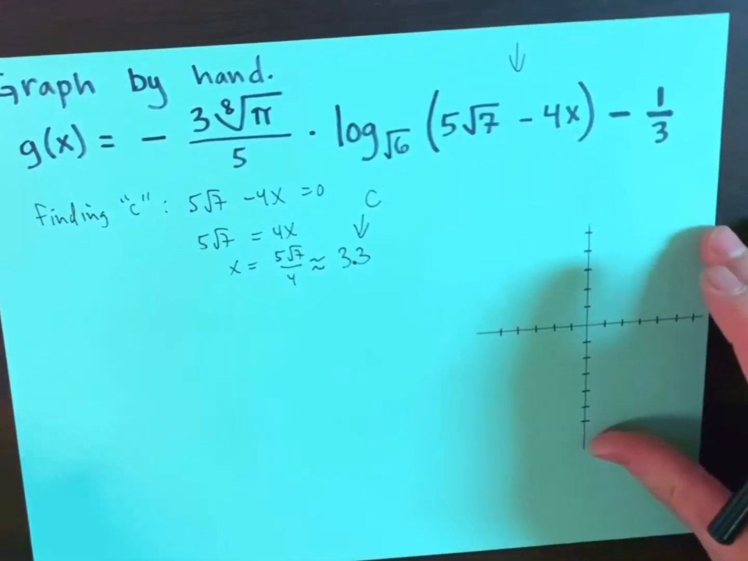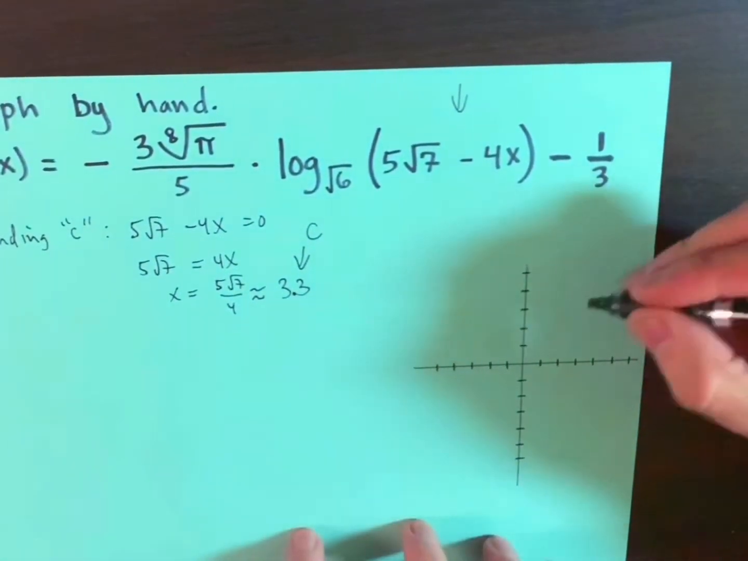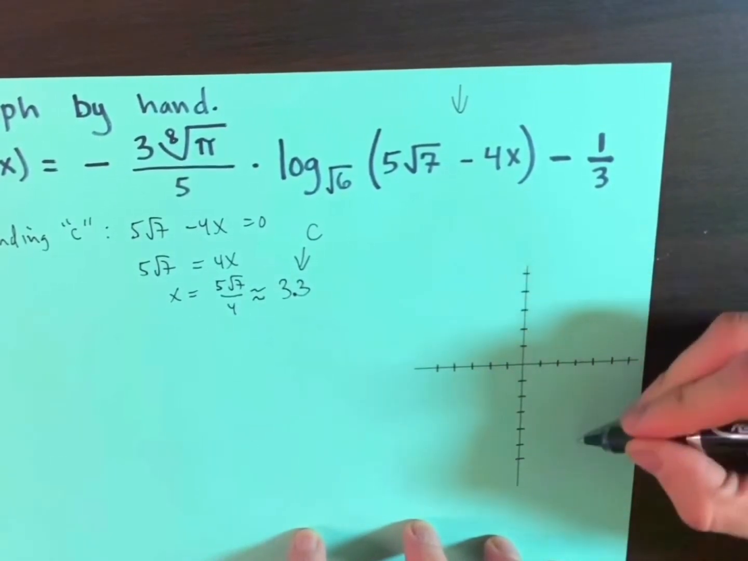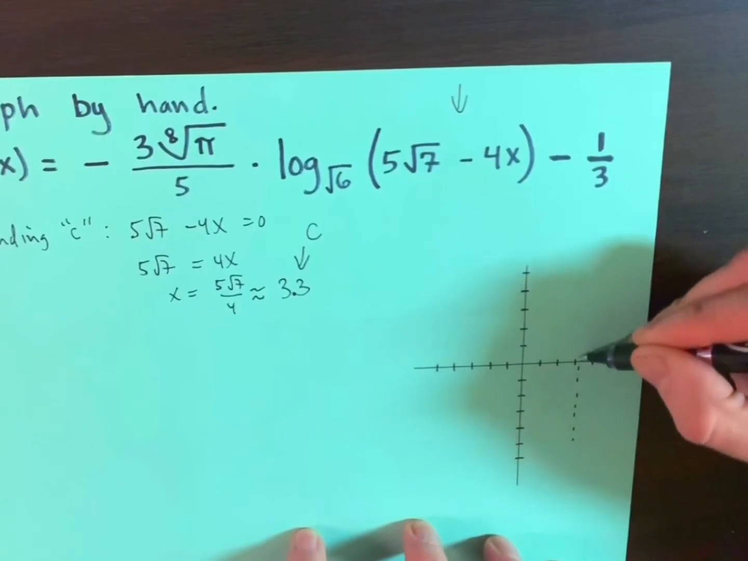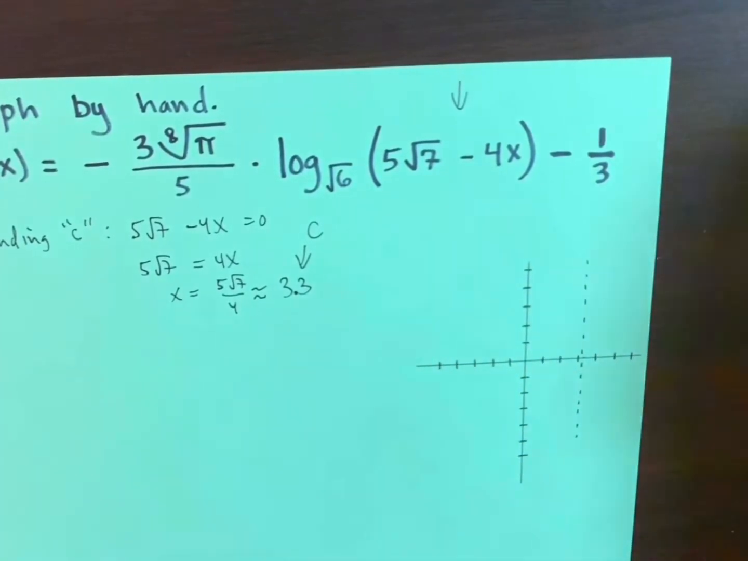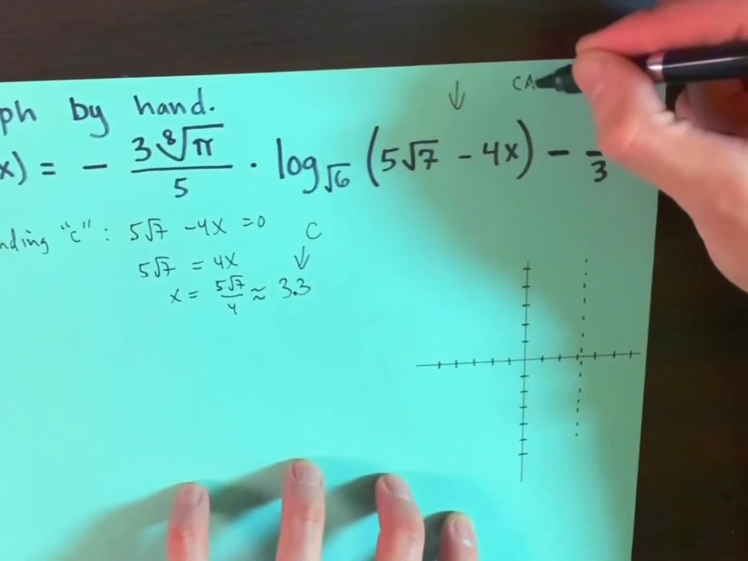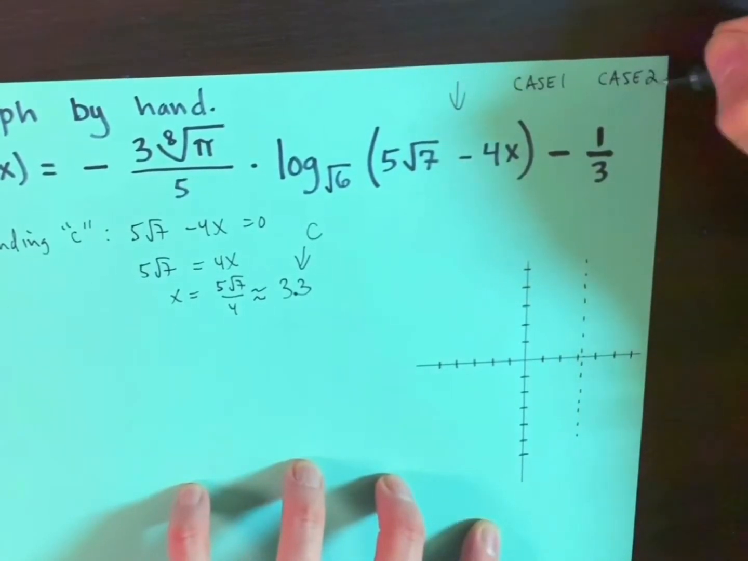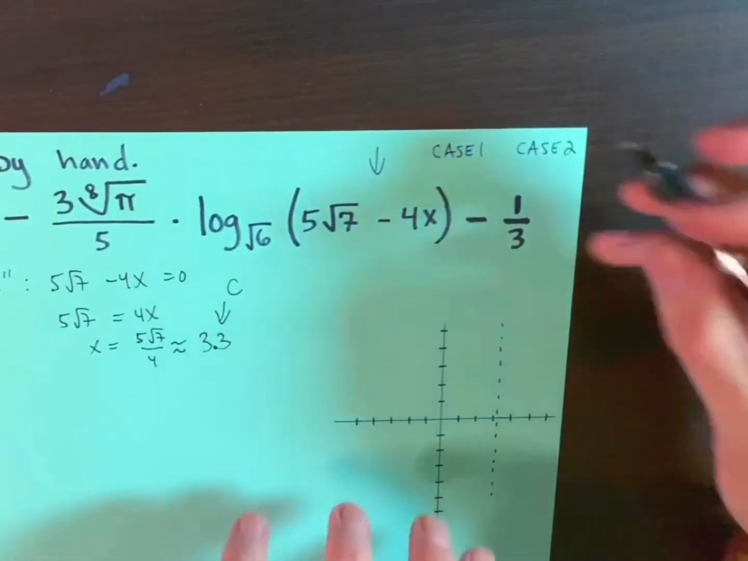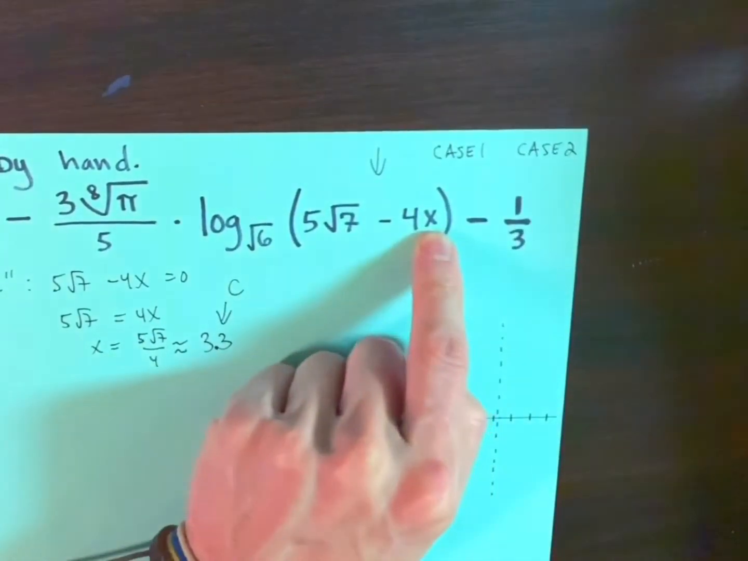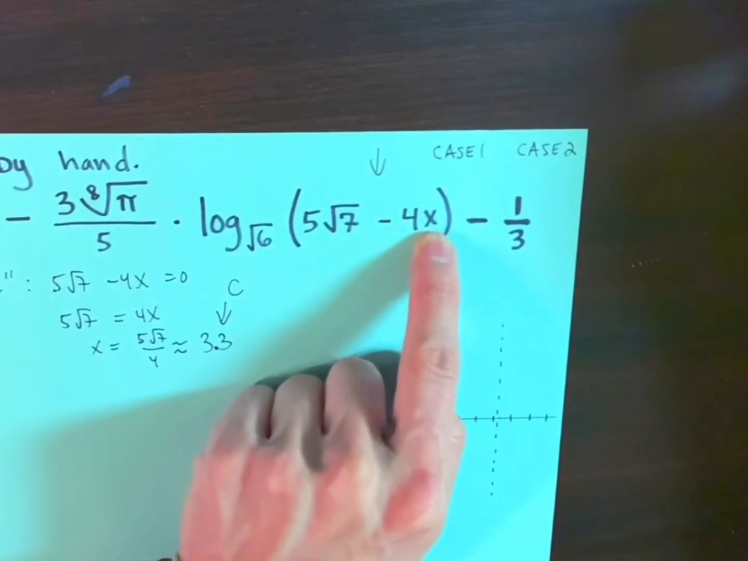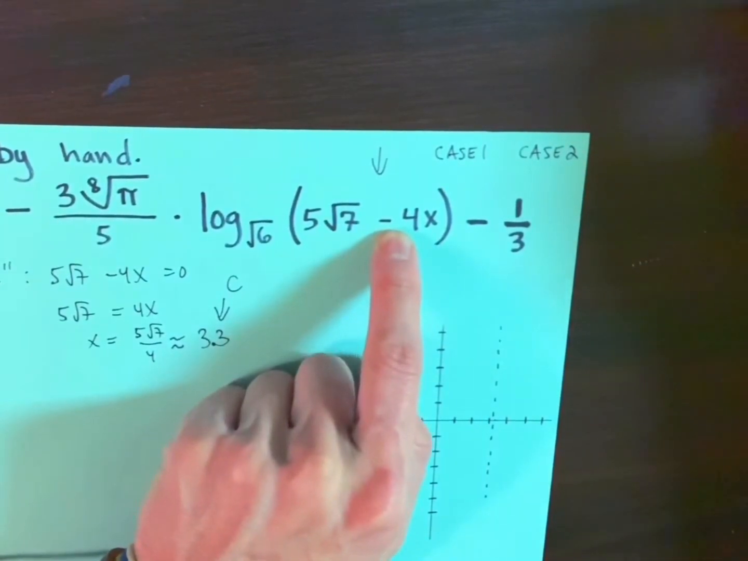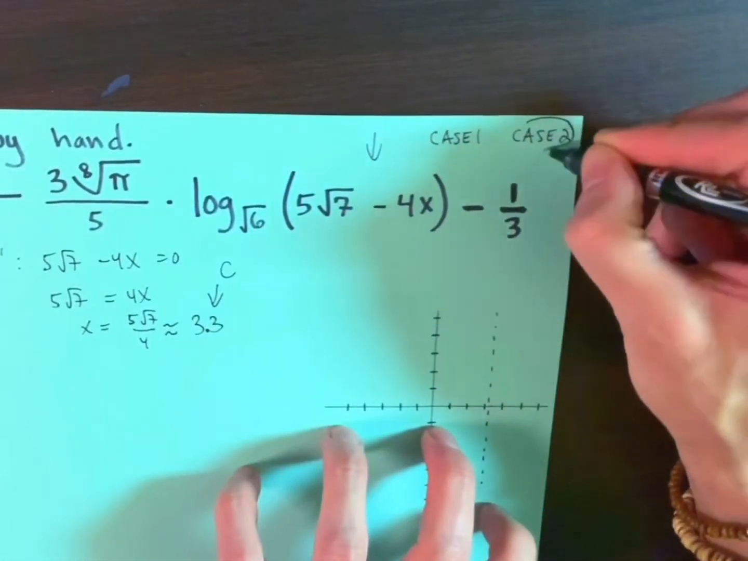So our C value is about 3.3, which means I can go to 1, 2, 3.3, about right there. And that would be my asymptote. Now, is this case 1 or is this case 2? To make that decision, recall, you find x and you look at the number attached to x, this number, which happens to be negative. Since that's the case, we have case 2.